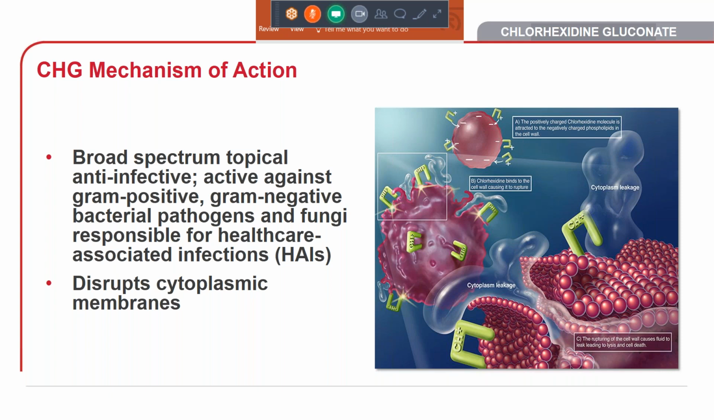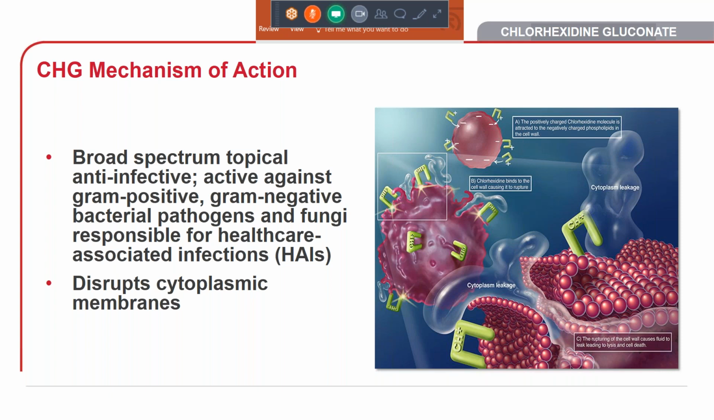The chlorhexidine then binds to the cell wall, and this destabilizes the cell wall and interferes with osmosis. There is very rapid bacterial uptake of the chlorhexidine gluconate, actually within 20 seconds. Once inside the cell, there is a rupture of the cell as the cytoplasmic membrane is disrupted, and this results in cell death.